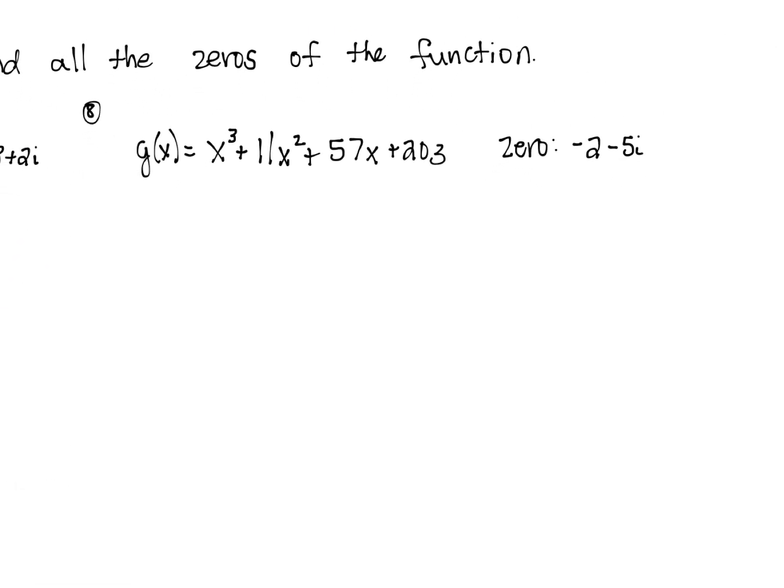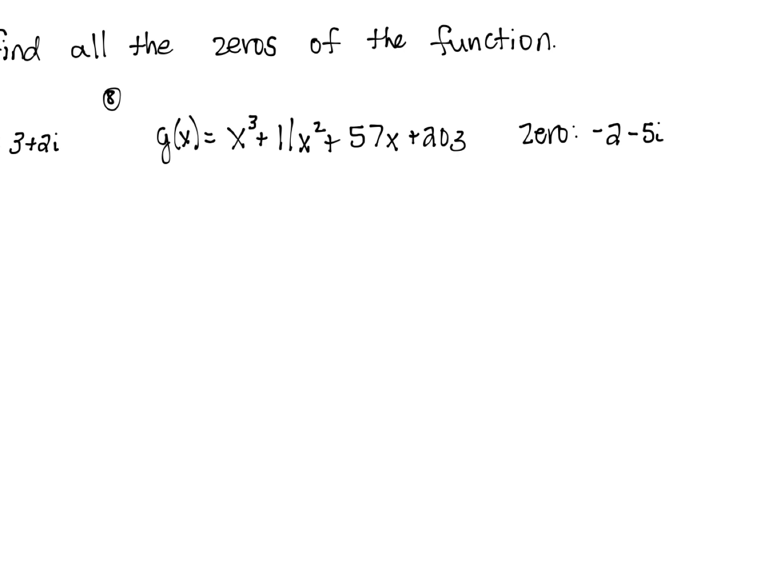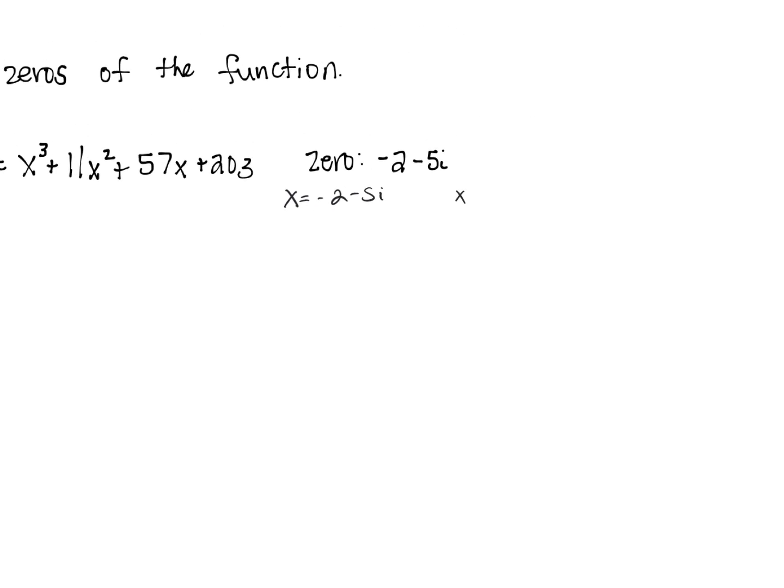All right, for 8, same instruction. We have this function g of x equals x cubed plus 11x squared plus 57x plus 203. And it tells us we have a 0 of negative 2 minus 5i. Again, I want to get rid of the imaginary number so I can do long division in order to get the other 0, or the other zeros, plural. So I'm going to go ahead and write x is equal to negative 2 minus 5i, and x is equal to negative 2 plus 5i.